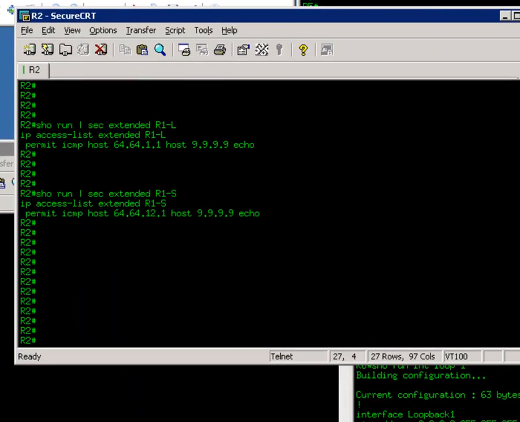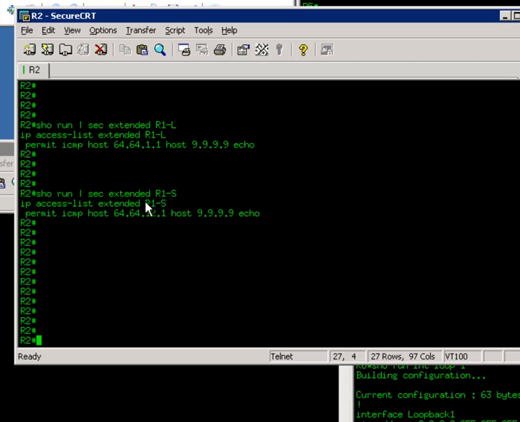Now on router 2, I created two access lists. One is called router 1-L, L means loopback. In this access list, I'm only matching the traffic coming from router 1's loopback interface designated to host 9.9.9.9. Only the ping will qualify this access list.